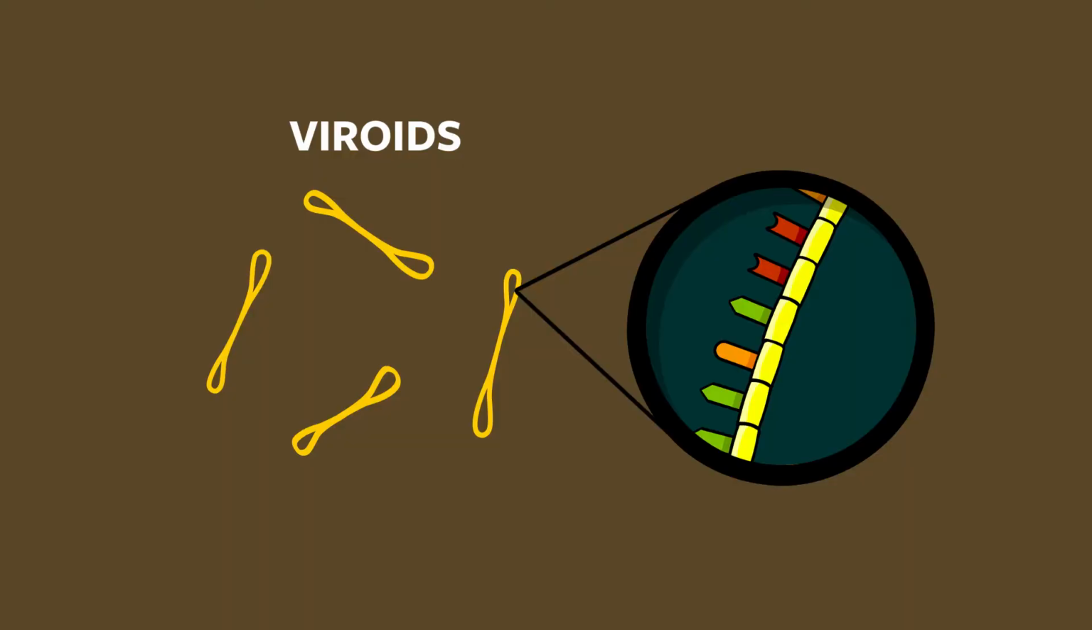The simplest independent living creature that we know of, that we've discovered so far, would have to be the viroid. So earlier we talked about plasmids, these loops of DNA that can evolve and replicate inside of bacteria. Well, a viroid is even simpler than that. A viroid is a loop of RNA. It's a single-stranded loop of RNA that replicates inside of plant cells.